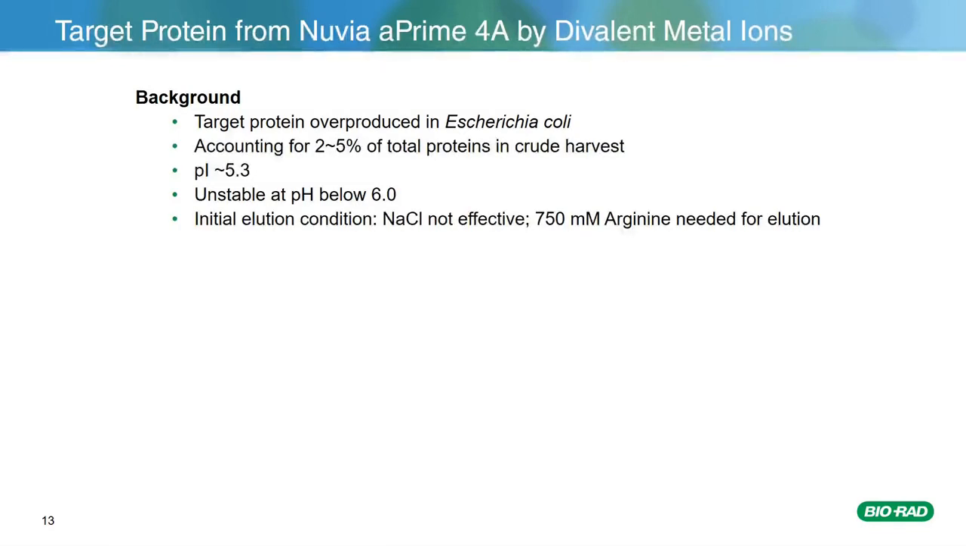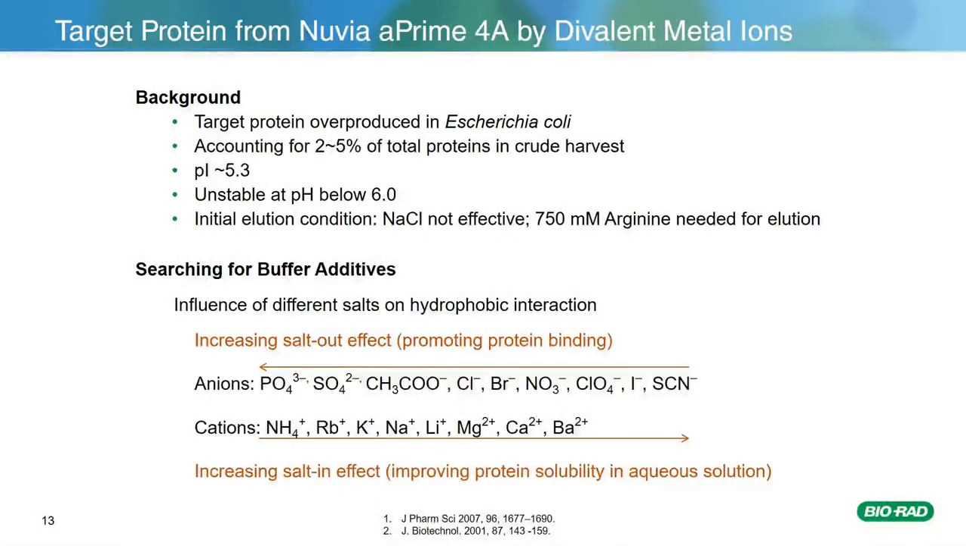Nuvia aPrime 4A was selected for its efficient target capture capability, without the need of extensive feed stream manipulation. However, the elution of the target protein remained challenging. Sodium chloride was not effective, and high concentration of arginine, up to 750 millimolar, was needed for its elution. We thought it was too expensive, so we decided to search for other buffer additives to facilitate the target elution.